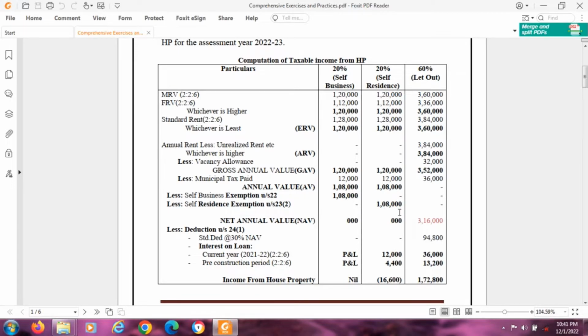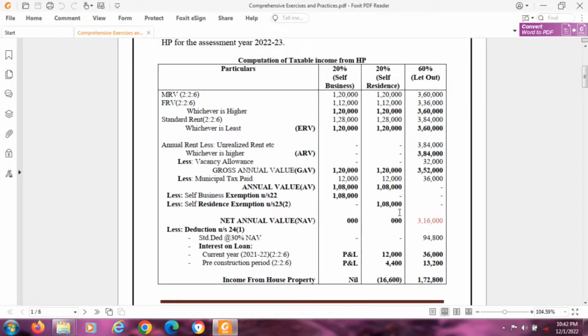Next, self-business exemption under section 22 for the 20% first portion. Next, less self-residence exemption under section 23 subsection 2. 100% of the annual value is exempted. So the net annual value for the first portion and the second portion will be 0. For the let-out portion, 3,16,000. Here, less deduction under section 24 clause 1, we can avail standard deduction at the rate of 30% of the net annual value. Next, interest on loan.